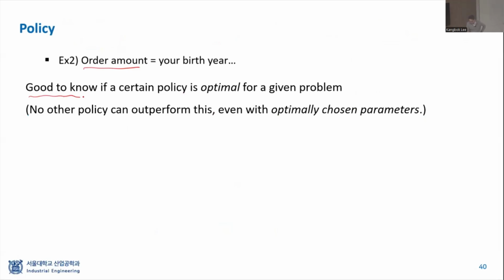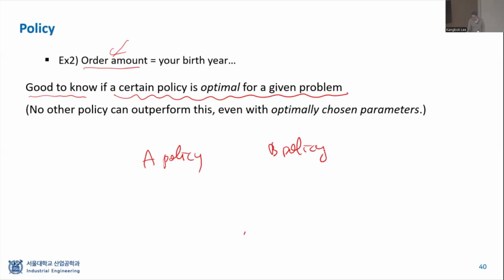So it's good to know if a certain policy is optimal for a given problem. In other words, no other structure can beat a specific structure like this. For example, it could be the best structure to order exactly the amount of your birth year. Sometimes this works, but most of the time this doesn't work. In other words, I can find a better structure that can beat structure A. But proving that policy A is better than policy B is not easy because we are talking about the structure of A and B.